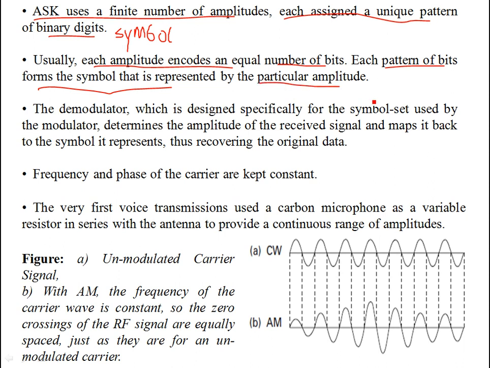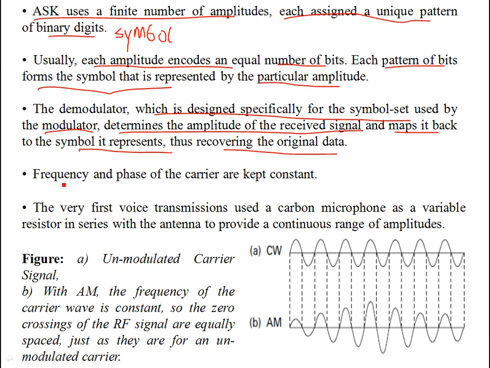And what happens in the demodulator is that the demodulator knows what symbol is being transmitted, and then it simply matches those symbols with a lookup table to recover the original amplitude. That's what the demodulation is. The demodulator is designed specifically for the symbol set used by the modulator, so it uses this symbol set to determine the amplitude of the received signal and then maps it back to the symbol it represents, thus recovering the original data. So that's how the modulation and demodulation is done.